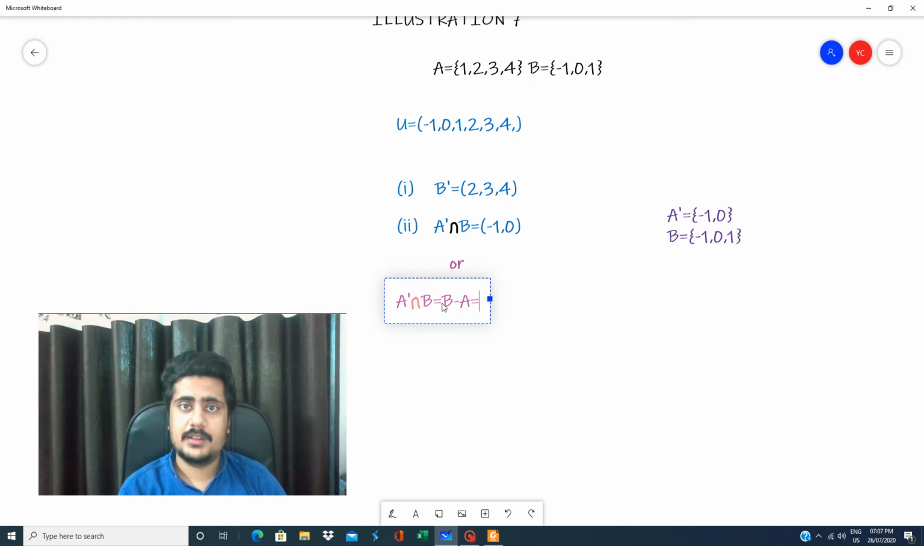Okay, A dash intersection B. A dash means A is not there. If A is not there, only B is there. Only B means B minus A. Okay, so B minus A is B minus intersection. B minus A is B minus intersection.